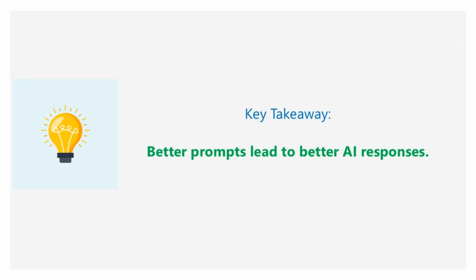The key takeaway from this presentation is simple. Better prompts lead to better AI responses. Whether you are using chain of thought for logical reasoning, role-based prompting for expertise, or few-shot prompting for pattern recognition, your ability to communicate effectively with AI will determine how useful it is. Keep experimenting, refining, and improving your prompts to unlock AI's full potential.